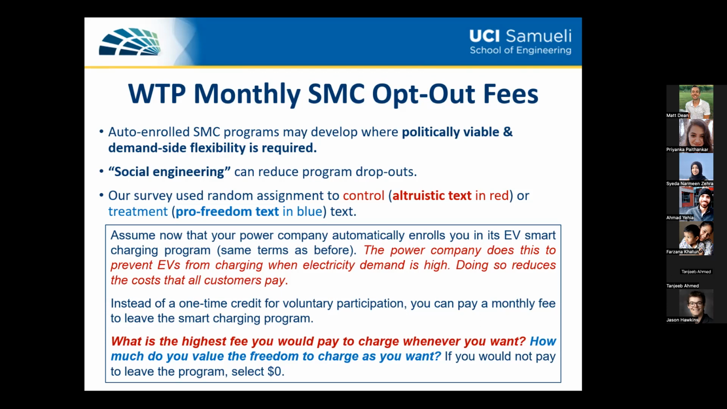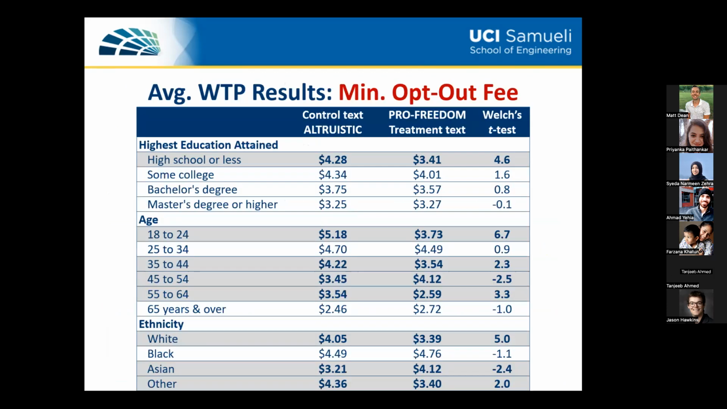We randomly assigned respondents into one of two groups, and we double-checked that the demographics were truly random when it was assigned. So we can just look at the average willingness to pay to leave this program between the control group and that pro-freedom group. We're finding that there were statistically significant differences between these two averages. And we found that those who would pay less than the pro-freedom group treatment text do so not because they don't want or value the freedom to fully charge, but because they may not want to or believe they should pay extra for that flexibility.